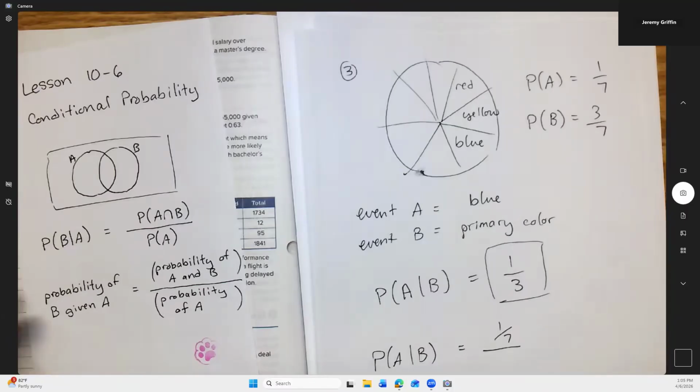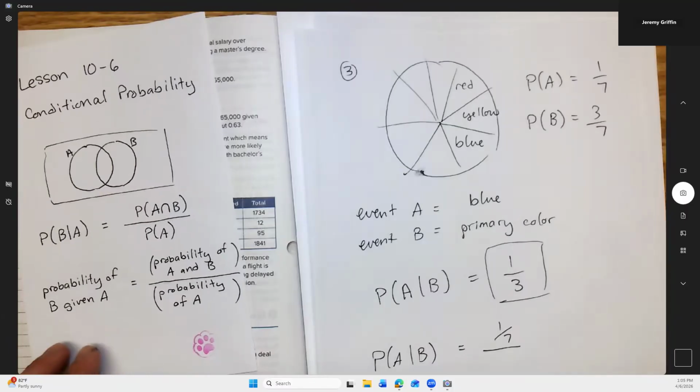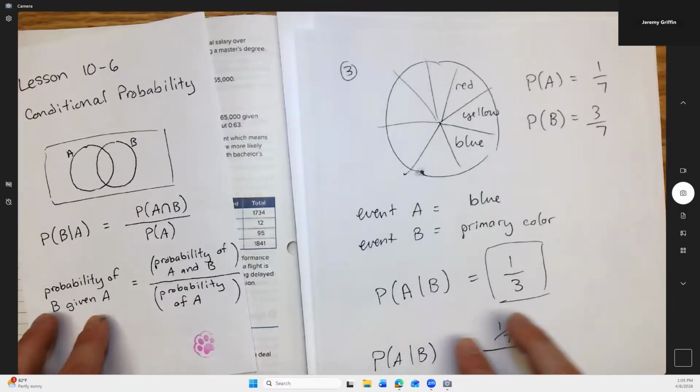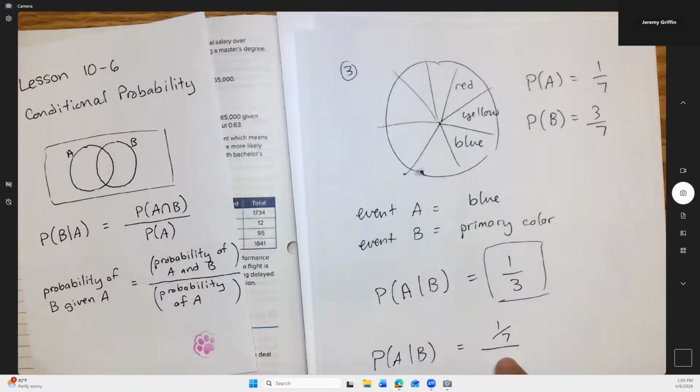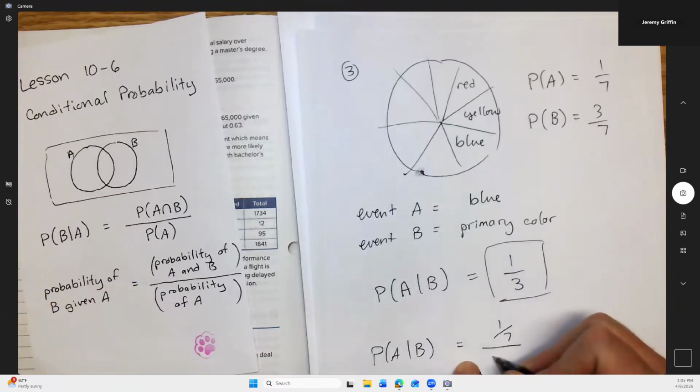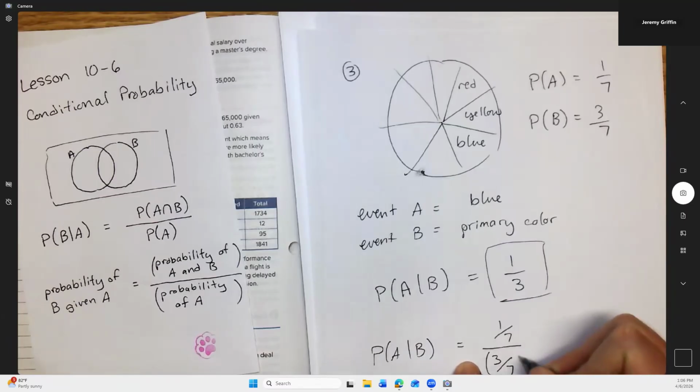Okay, I see what I'm confused. In my original notes I have B given A, but I'm doing A given B, so my A and B is swapped here. Okay, so event B, a primary color, that's going to happen 3 out of 7 times. Okay, now we're good. We're back on track.